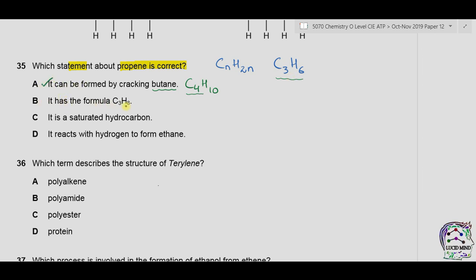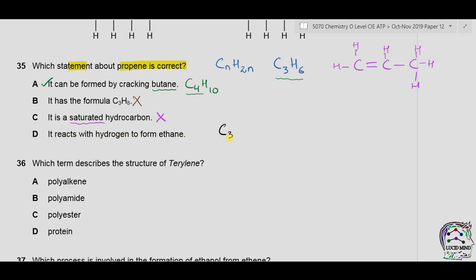B, it has the formula C3H8. This is incorrect because the formula is C3H6. C, it is a saturated hydrocarbon. Now saturated means that all carbon-carbon bonds are single bonds, while in propene we can see that we have one double bond present. So therefore this is an unsaturated compound. So C is wrong. D, it reacts with hydrogen to form ethane.